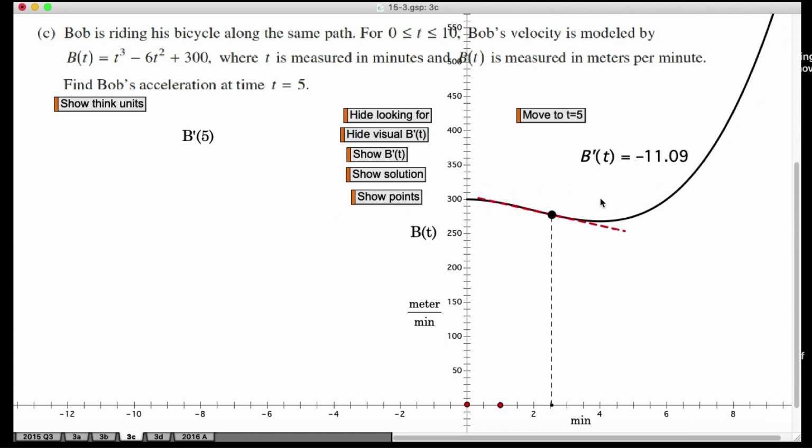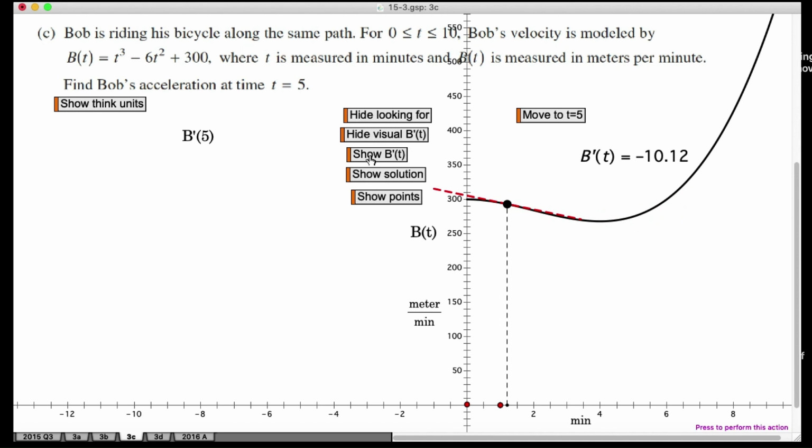I graphed the velocity function. This is b of t. I did a little sliding tangent, and the slope is the acceleration. So this is b prime of t. Over here where the velocity is going down, the acceleration is negative, therefore the velocity is going down. And over here the acceleration is positive, therefore the velocity is going up. This has nothing to do with speed. I'm just talking about acceleration and velocity here. It just gives you a little idea of what's going on.